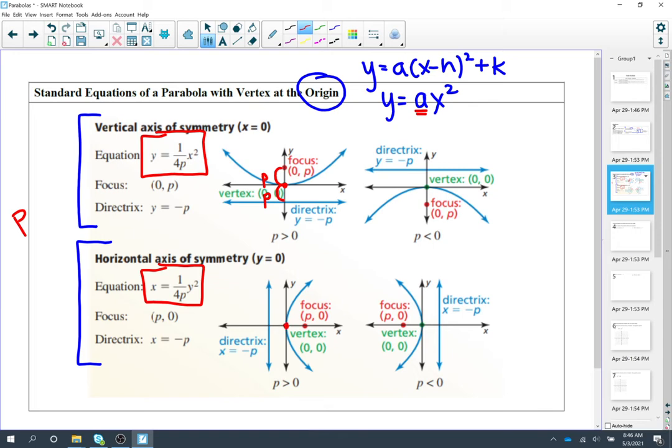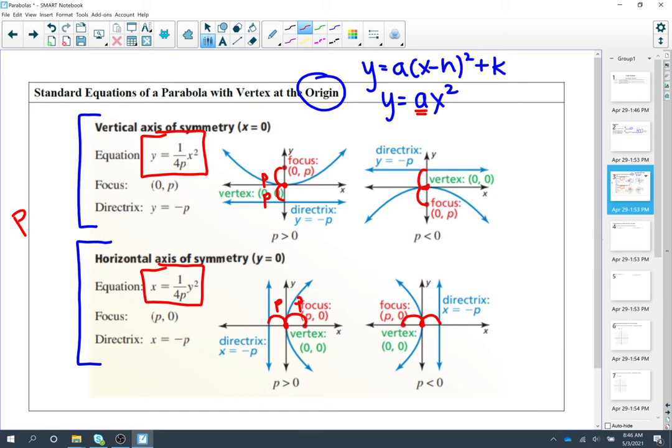On these examples, you go p this way or p that way. So this is p and this is p. And then the same over here on the other ones. From your vertex, this is a distance of p, that's a distance of p. From your vertex, that's a distance of p, that's a distance of p.